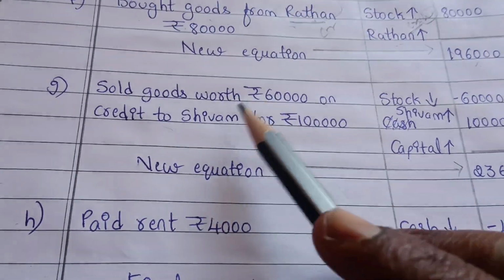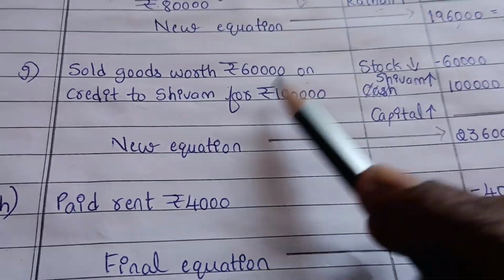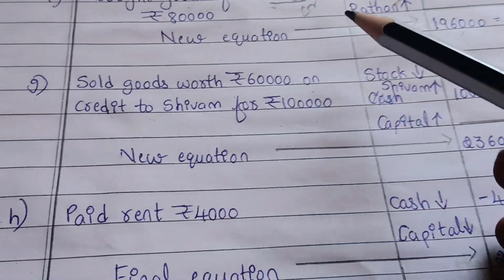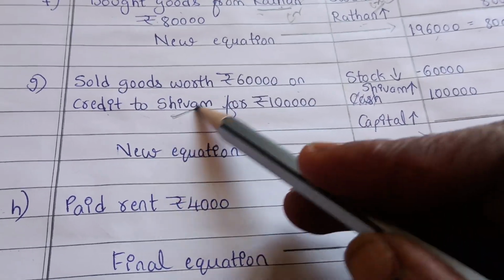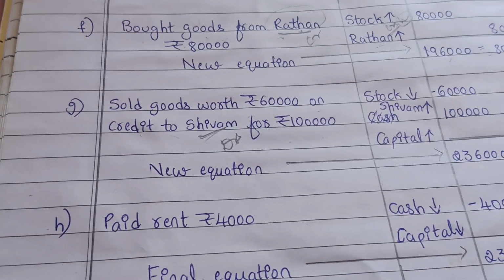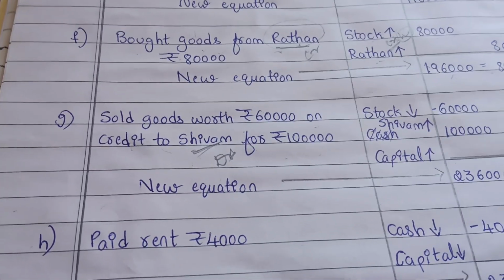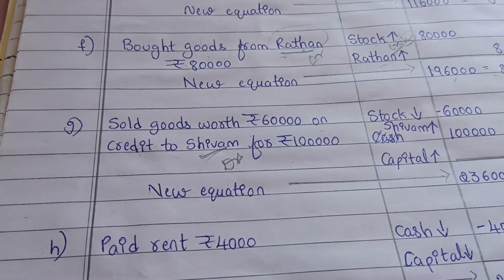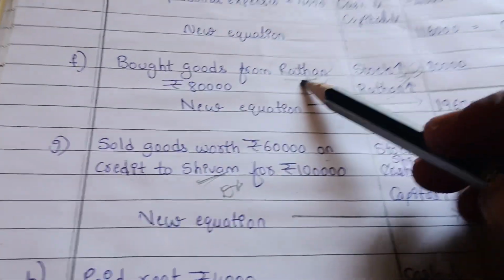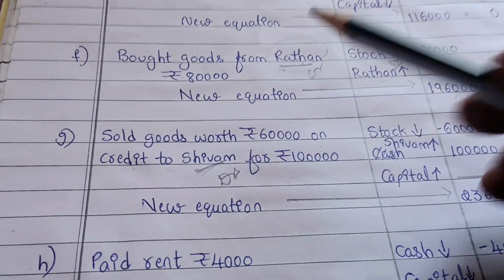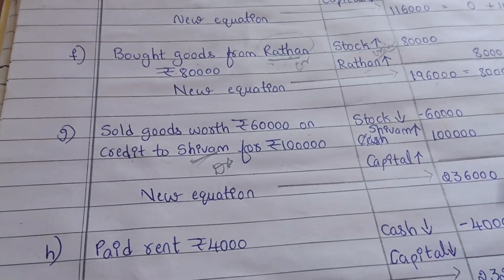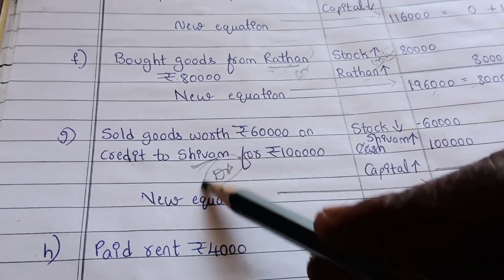Next entry, sold goods worth rupees 60,000 on credit to Shivam for rupees 1 lakh. So the firm is selling the goods to Shivam, so this transaction affects debtors. We are selling goods to an outside party. We are not receiving the cash right now, we are going to receive the cash in the future. Understood? When we purchase goods from Ratan, Ratan is a creditor, so we need to pay cash to him. Here we are selling goods, they need to pay cash to us in the future. So that will become debtors here.